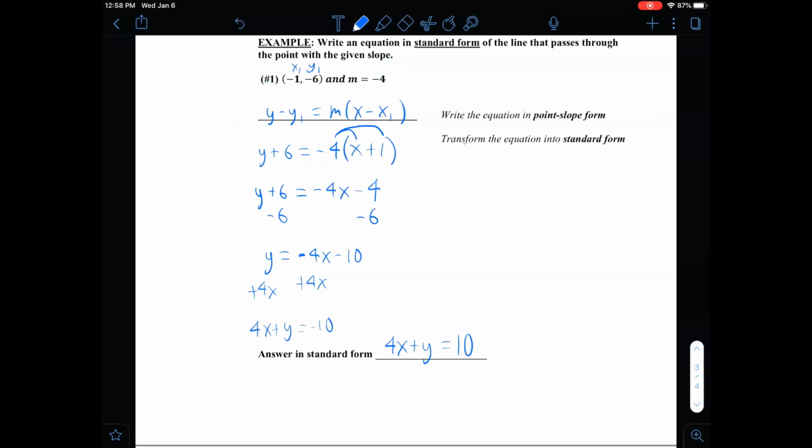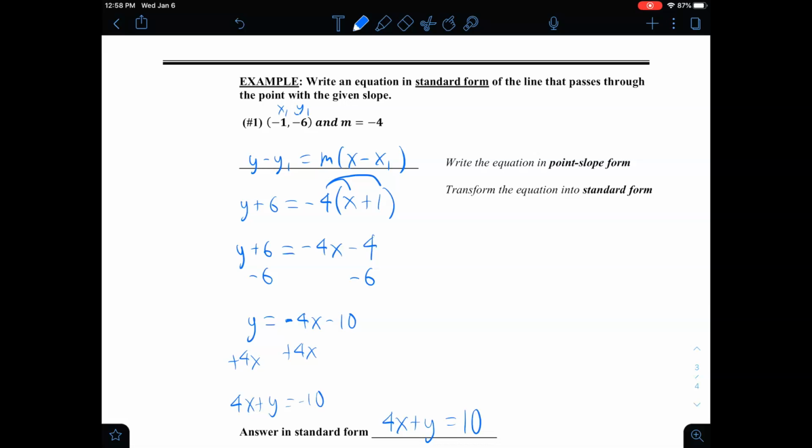So we took something in point slope form, and we distributed, and then moved stuff around, and we got x and y on the same side to write it in standard form. That's kind of all we did. Let's go back and do this a different way, using slope-intercept form, that is. So y equals negative 4x plus b. Let's do it the other way too. So we have our x and y, our y is negative 6 equals negative 4, our x is negative 1 plus b. Then negative 4 times negative 1 is 4 plus b. Subtract 4.